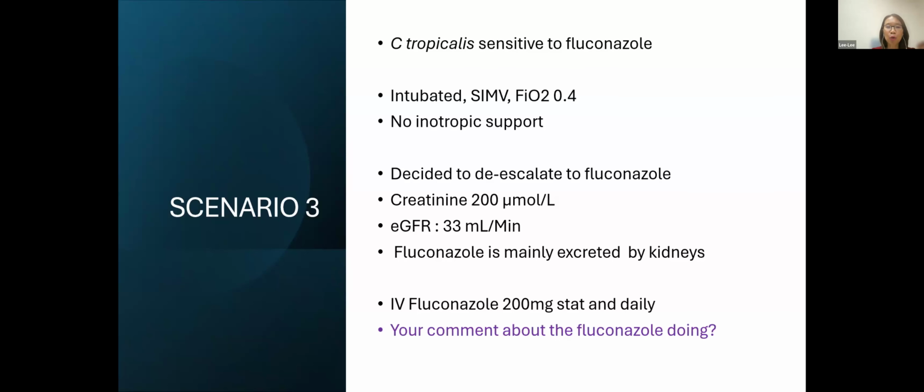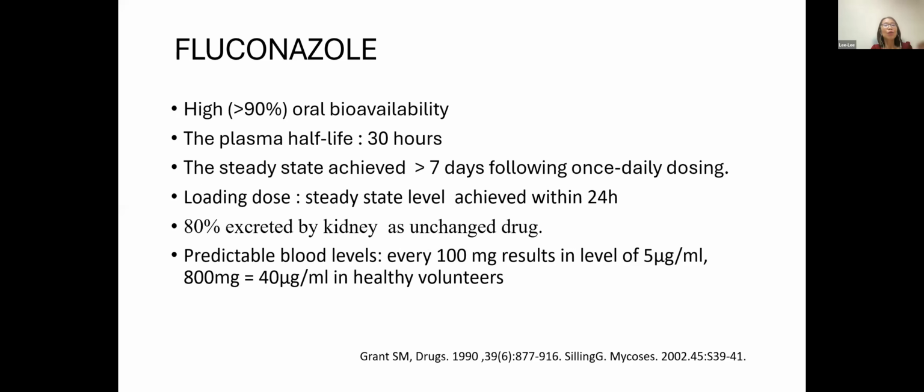So I would like to know your comment about the fluconazole dosing. Do you agree with the 200 milligrams daily in view that this patient has an eGFR of less than 50? So fluconazole, as you know, has a very high oral bioavailability, and a half-life of about 30 hours. Therefore, without the loading dose, you can only achieve steady state after more than 7 days with daily dosing. If we give the loading dose, the steady state could be achieved faster, in less than 7 days. And 80% of the fluconazole is actually excreted by the kidney.